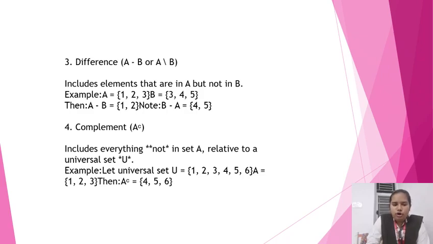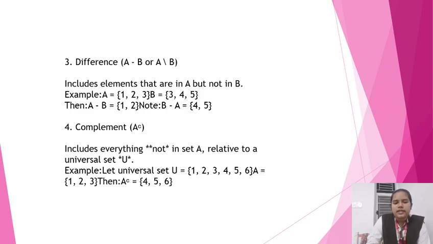And fourth one, complement. It includes everything not in set A relative to a universal set U. For example, let universal set U equals 1, 2, 3, 4, 5, 6 and if we take A equals 1, 2, 3, then A complement equals 4, 5, 6, because here we take universal set equals 1, 2, 3, 4, 5, 6. Here A elements equal 1, 2, 3. The A elements 1, 2, 3 are present in the universal set. Remaining elements are 4, 5, 6.